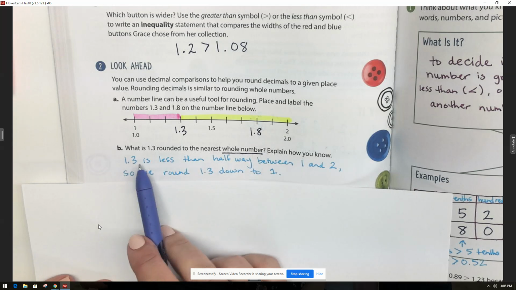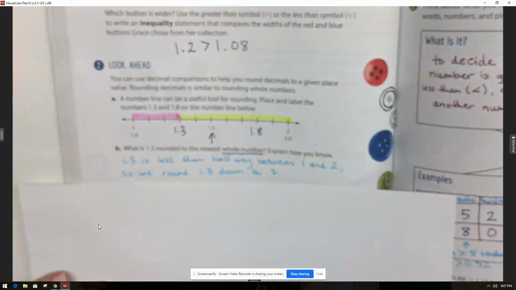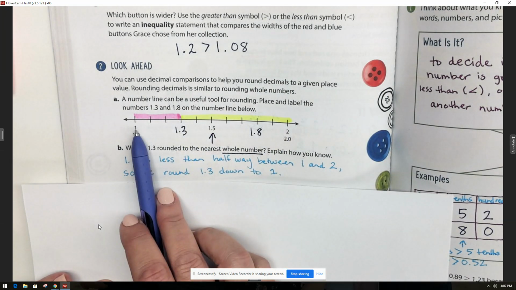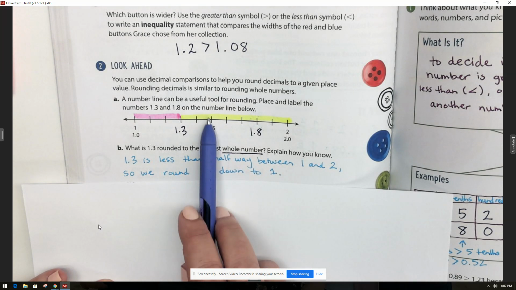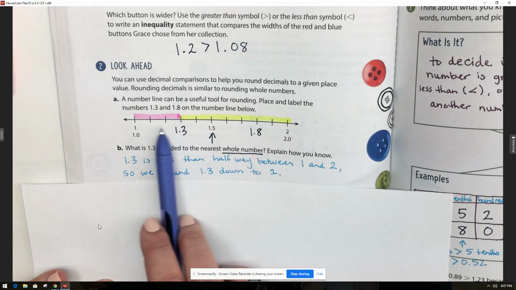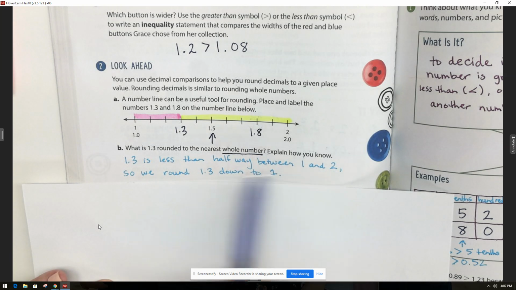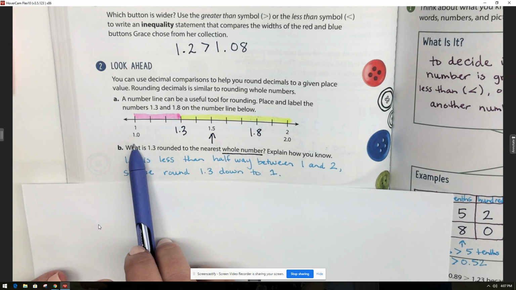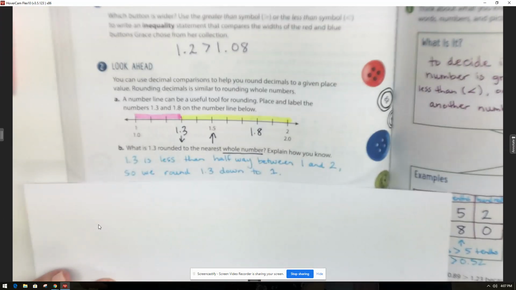Just by looking. All right, let's see if you're right. 1 and 3/10 is less than halfway. Remember, 5 or more, up the score, 4 or less, let it rest. That goes the same for decimals. So if it is not more than halfway, it's going to round down. So 1 and 3/10 is less than halfway between 1 and 2. So we round 1 and 3/10 down to 1. Or we can see that 1 and 3/10 is much closer to 1 whole on this number line. So we're going to round it down to a whole.